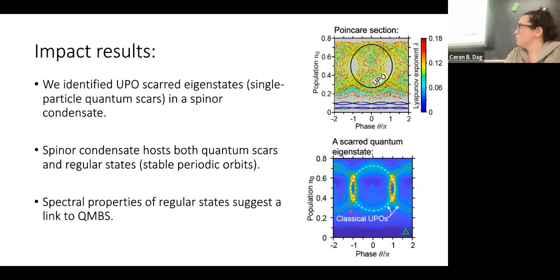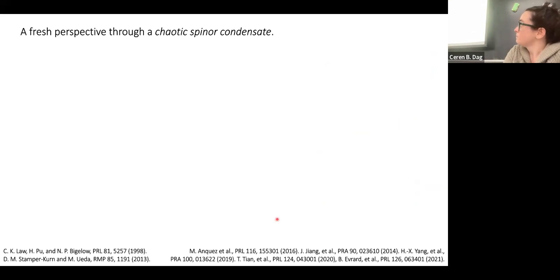Okay, so we also find that the spinor condensate that I'm going to explain in a second hosts both quantum scars and regular states. Regular states are associated with stable periodic orbits. For example, in a Poincare section in our phase space, these are stable periodic orbits because their Lyapunov exponent is 0. In general, what we find in this work is that spectral properties of regular states actually suggest a link to QMBS, not quantum scars. Okay, so let me now get into the details.